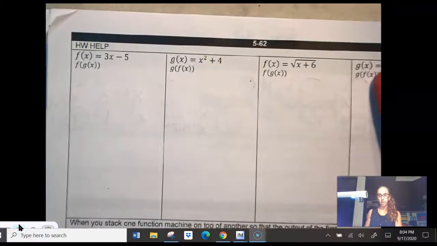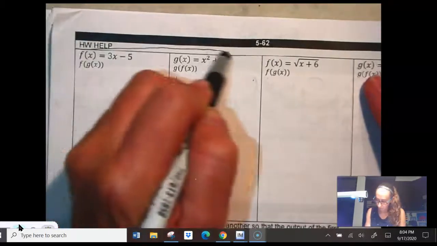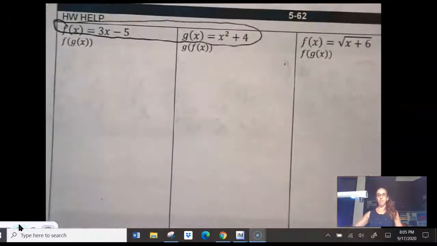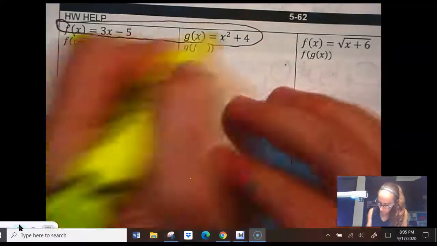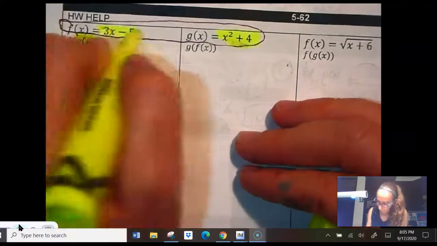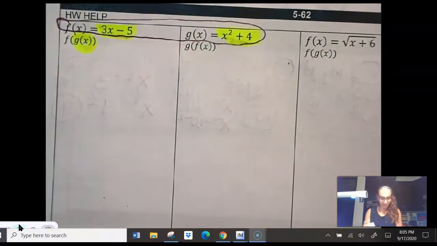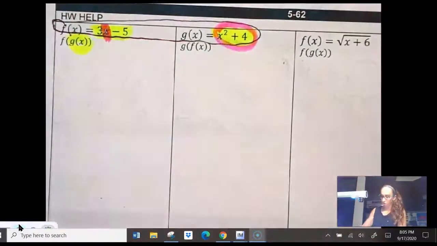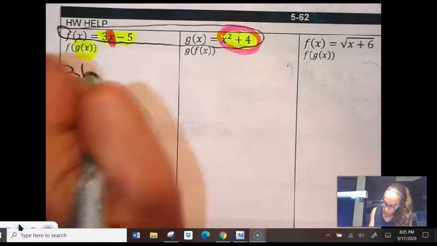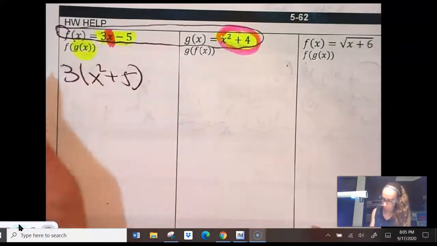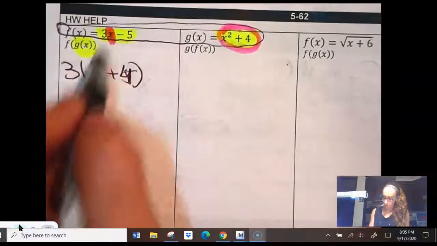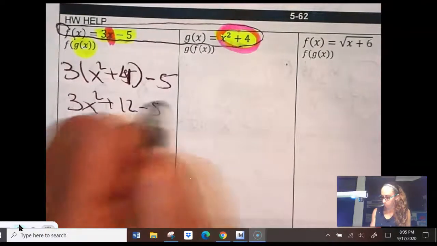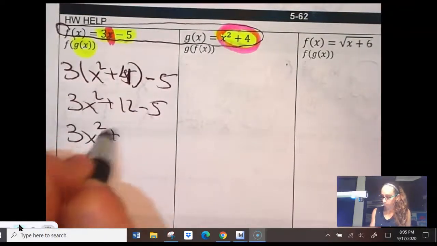So I think what they're saying is, if this is F and G, I'll do one of them and then you'll do the other one. We're going to take G and it's going to go in for F. Oops, that's not right, sorry. We're going to take G and it's going to go in for F. So I'm going to go 3 times x squared plus 4. So that's going in there, then minus 5. Distribute, and then 3x squared plus 7.